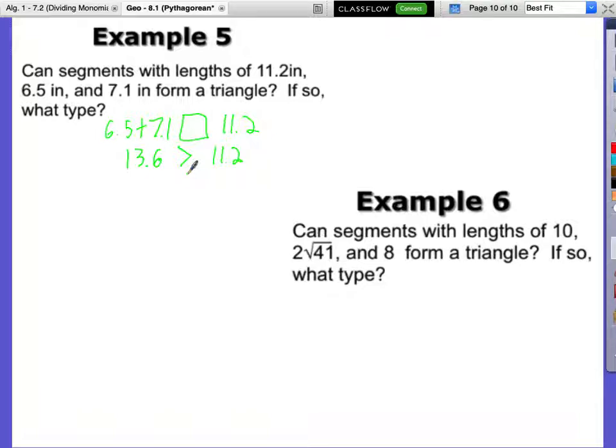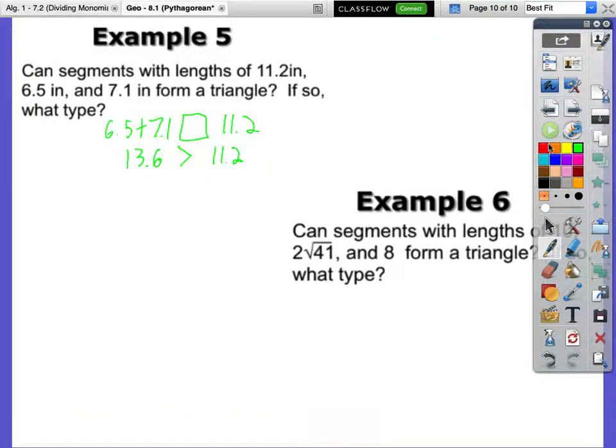Now we need to know what type of triangle it is, acute, right, or obtuse. How can we check? The converse of the Pythagorean theorem. So how do we know what's going to be our proposed C and what's going to be our proposed A and B? You go with your longest side, so 11.2 will be our C.